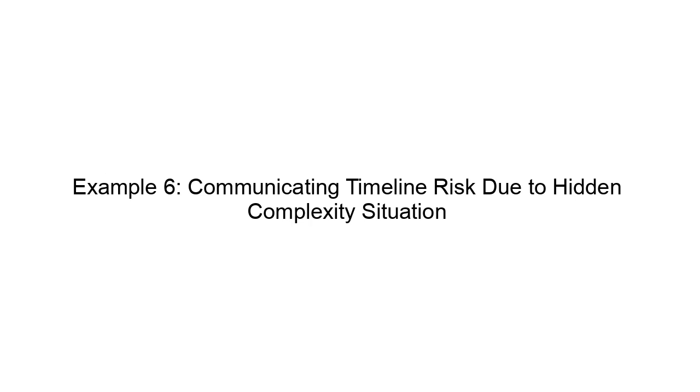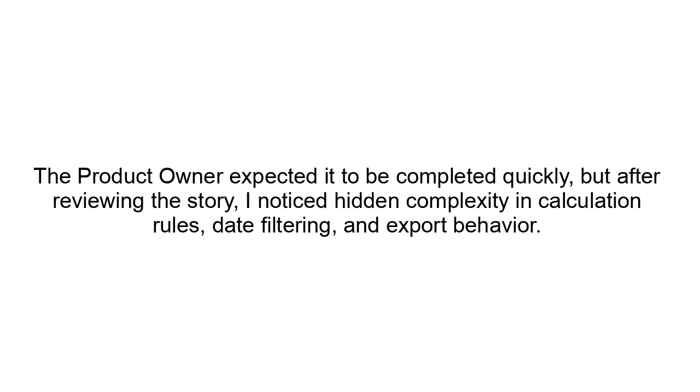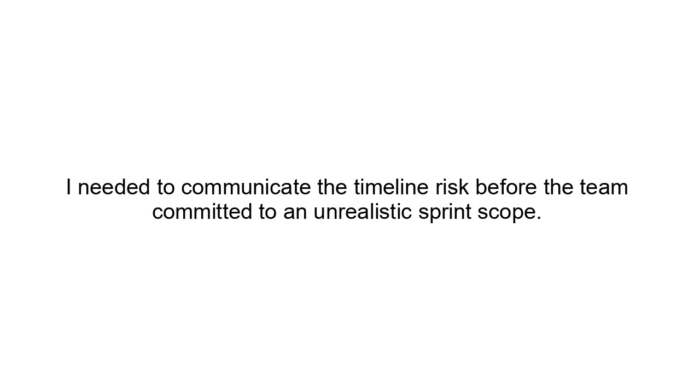Example 6. Communicating timeline risk due to hidden complexity. Situation. In one sprint planning session, a report feature looked simple at first. The product owner expected it to be completed quickly, but after reviewing the story, I noticed hidden complexity in calculation rules, date filtering, and export behavior. Task. I needed to communicate the timeline risk before the team committed to an unrealistic sprint scope.